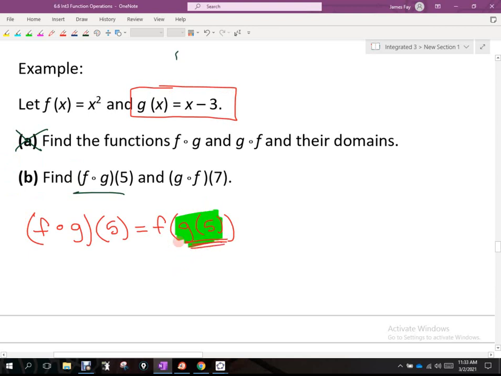So let's replace that green thing with 2. Now the green thing is the only thing that gets replaced. The f, we haven't addressed that, so it stays put. Okay?